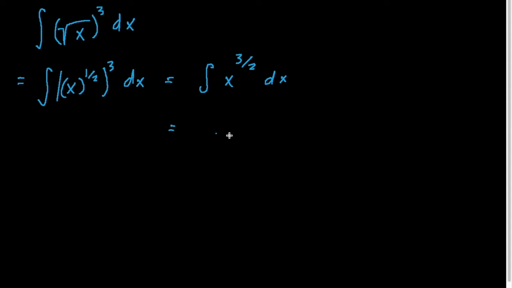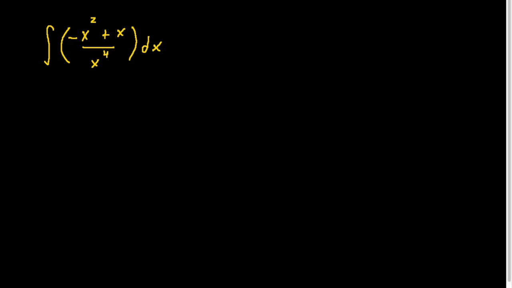Now we'll take the antiderivative using the reverse power rule to get x to the 5/2, that's 3/2 plus 1, over 3/2 plus 1, which is 5/2, plus c. Do a final rewriting of this to get 2/5 x to the 5/2 power plus c. Let's look at one more.